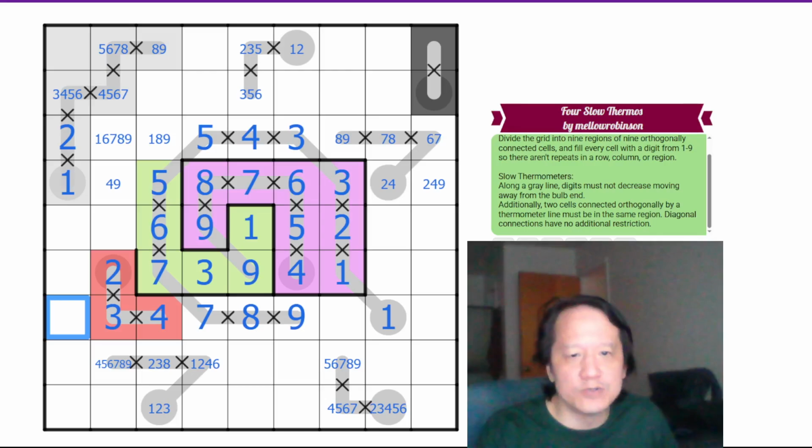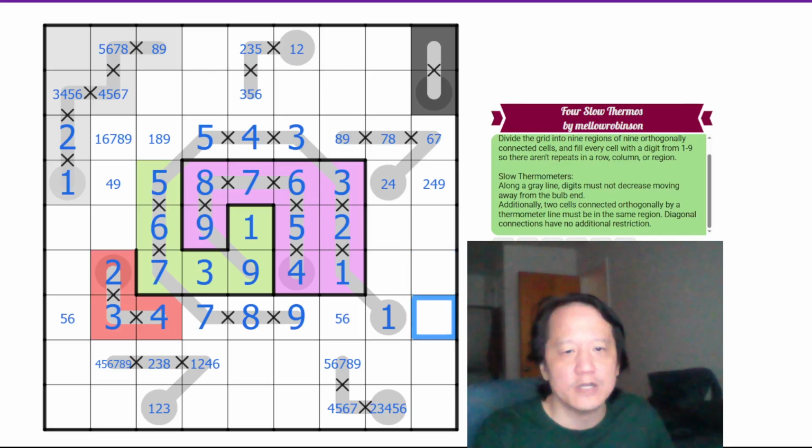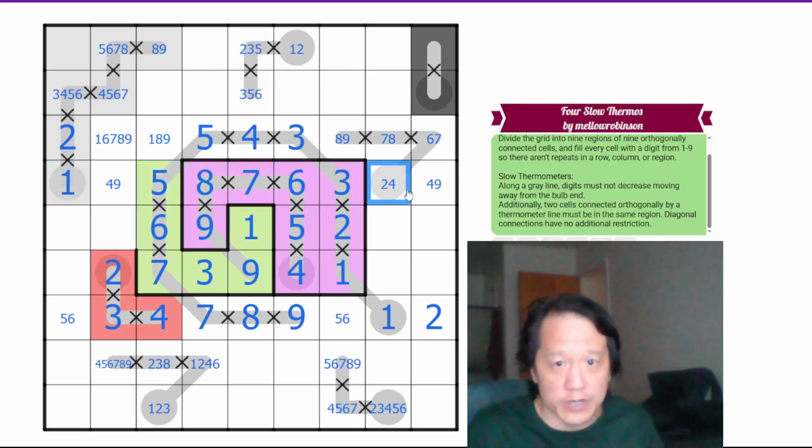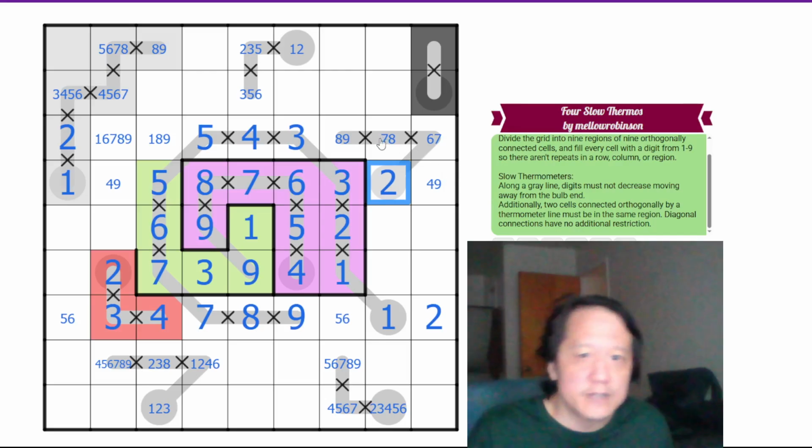Remaining digits of row 6. We have 2, 5, and 6 left. This can't be 2 because of 2 in the column. This can't be 2 because of 2 in the column. So where's the 2 in row 7? It has to be here. 2 eliminates 2 there. Where's the 2 in row 4? It has to be here. So that's 2.